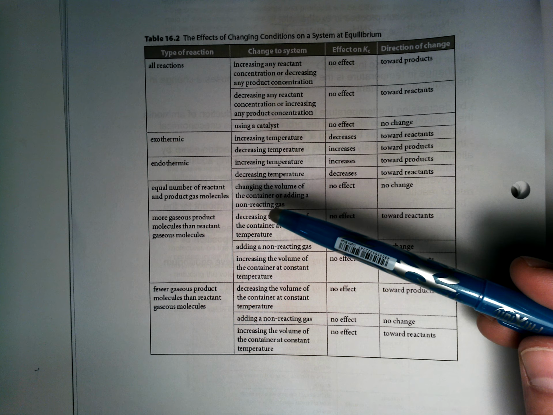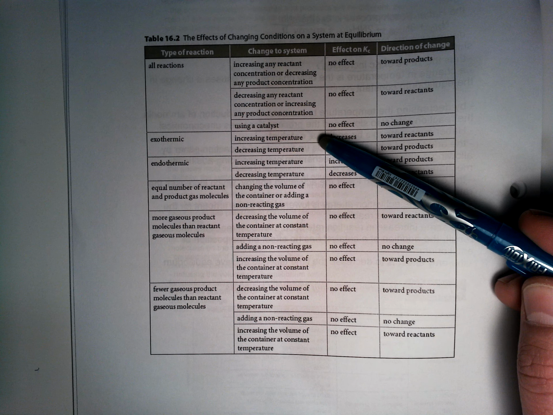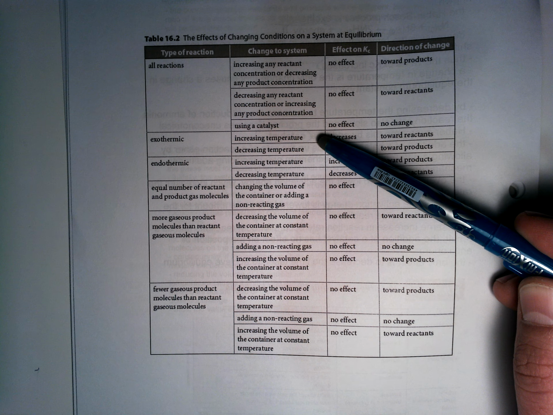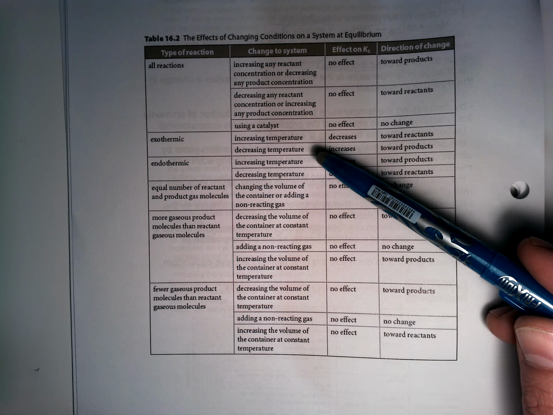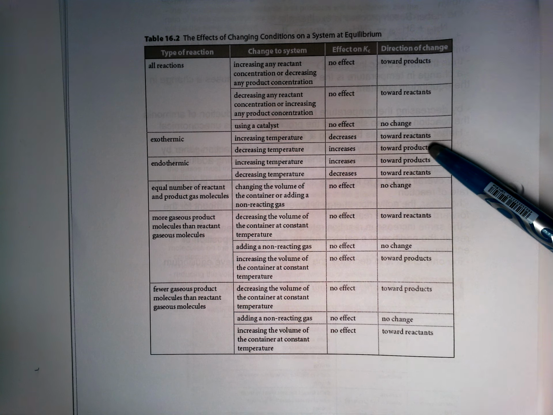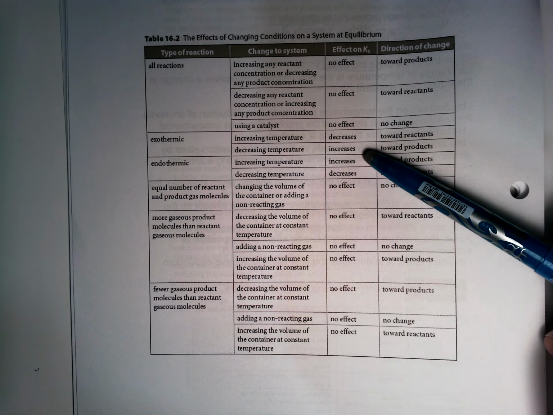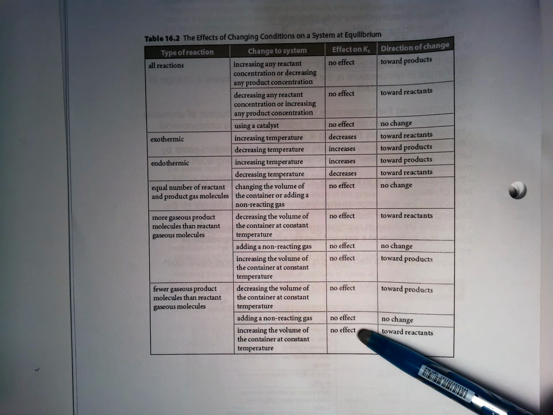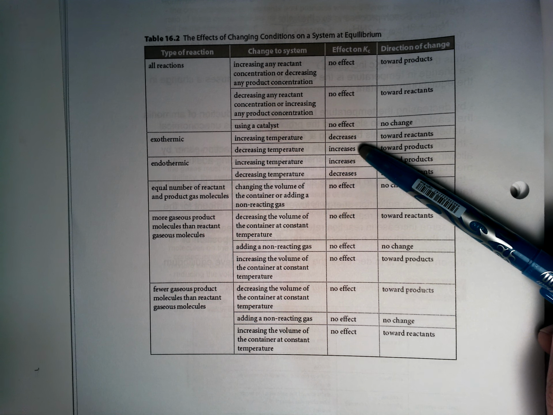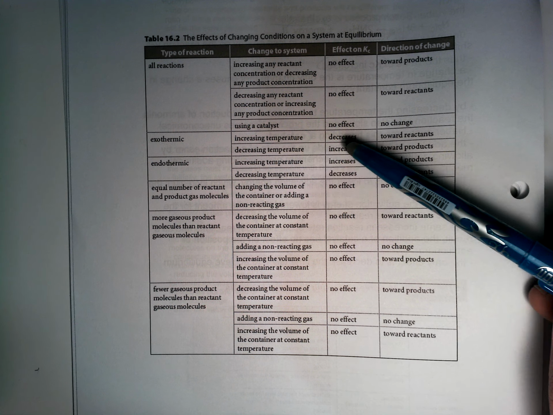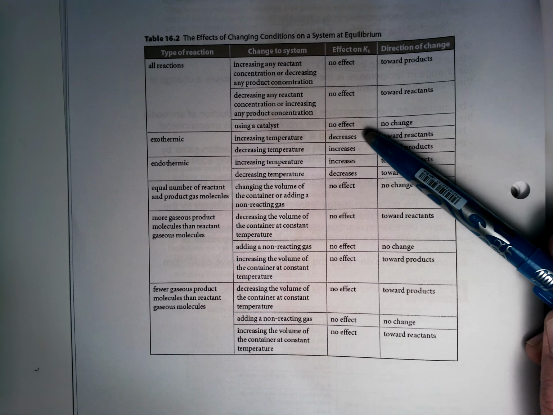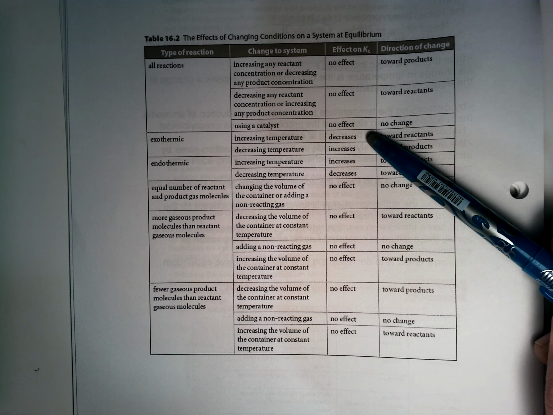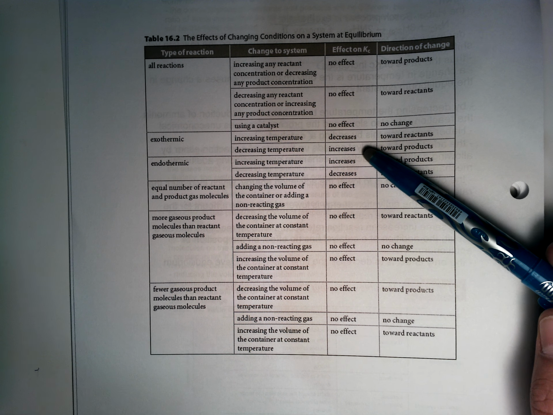For exothermic reactions, if we increase the temperature, that means the energy would be on the product side. So if we're increasing it, it's going to shift towards the reactants. If we decrease the temperature, it would shift towards the products. These are the only ones, if you look here, that will actually affect our equilibrium constant. Okay, and you just got to think of which way it shifts. If we're shifting towards the reactants, the equilibrium constant decreases. Shifting towards product, it's going to increase.